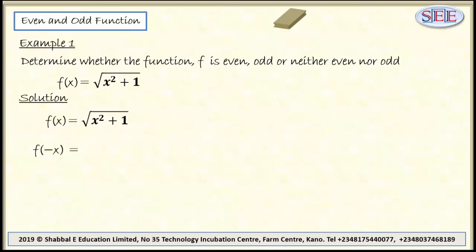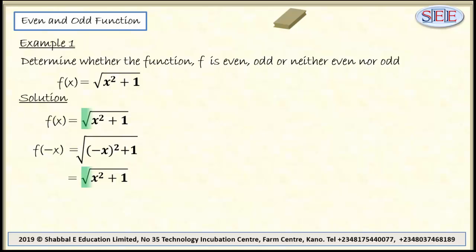To test whether the function is even, find f of minus x. If it is even, remember the condition says f of minus x is the same thing as f of x. So let us get f of minus x first. f of minus x simply means that wherever we have x in the definition of the function, we replace it by minus x. So replacing x by minus x, we now have the square root of minus x whole squared plus 1. And minus x whole squared gives the answer x squared. So in the end I have the square root of x squared plus 1.